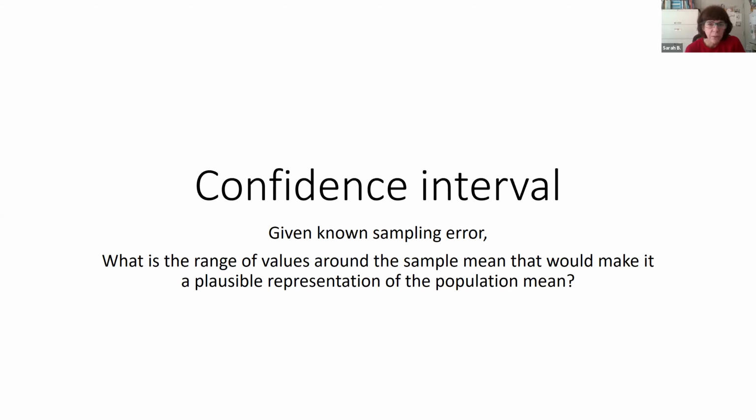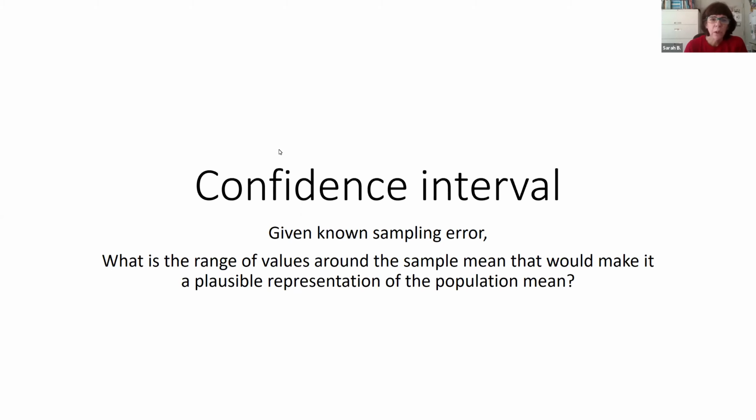And this is the confidence interval, and it asks the question, given known sampling error, what is the range of values around the sample mean that would be a plausible representation of the population mean? So rather than a binary decision about yes, the sample mean is like the population mean, or no, it is unlike the population, which is the binary test for null hypothesis significance testing, it simply gives a descriptive range of values around the sample mean.